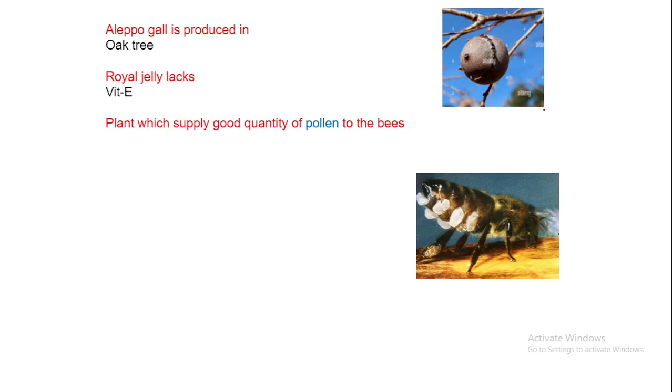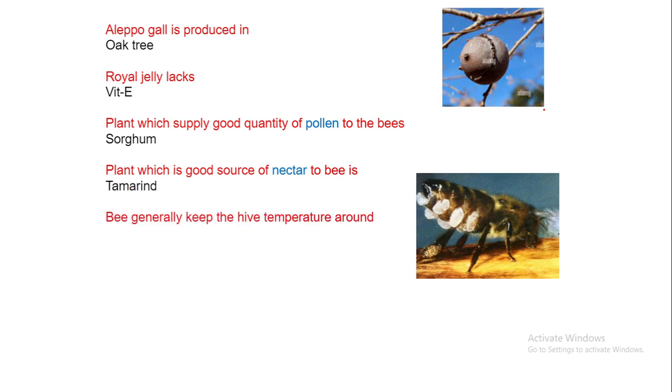Aleppo gall is produced in oak trees. Royal jelly lacks vitamin E. Plant which supplies good quantity of pollen to the bees is sorghum. Plant which is a good source of nectar to the bee is tamarind. Bees generally keep the hive temperature around 33 to 35 degrees Celsius.